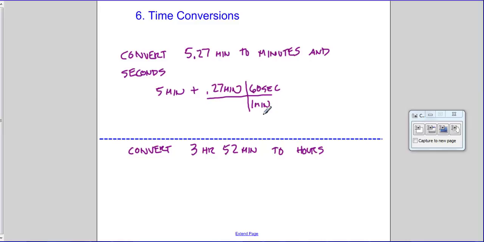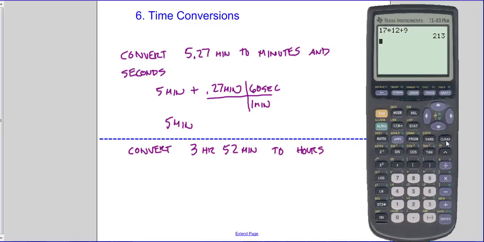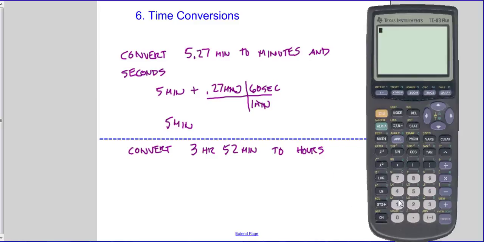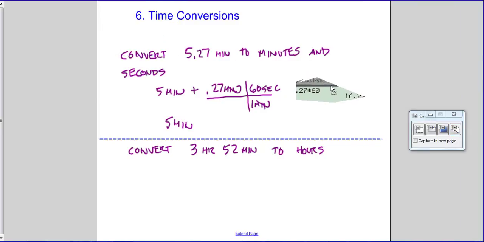Okay, so now I have my 5 minutes. That's good. Now I'll take my calculator and go, the minutes cancel here, so I have seconds. I'm going to take 0.27 times 60, and I get 16.2. And that's seconds. So what I'm going to do is I'm going to say that's about 5 minutes and 16 seconds.